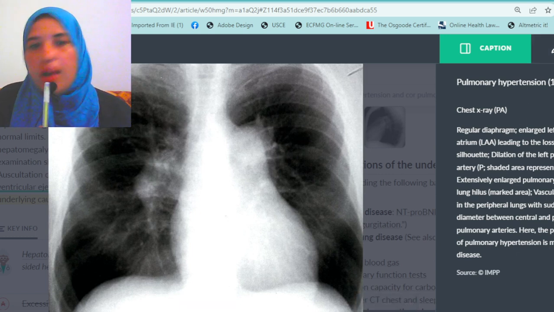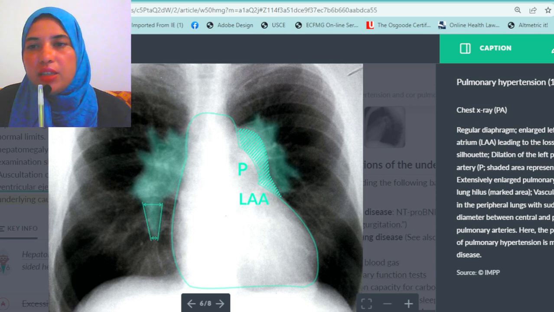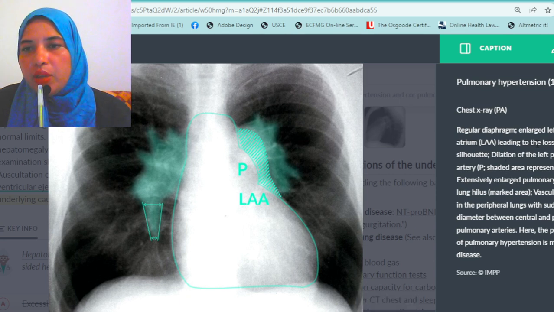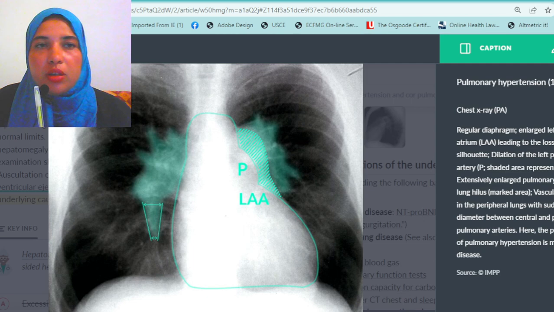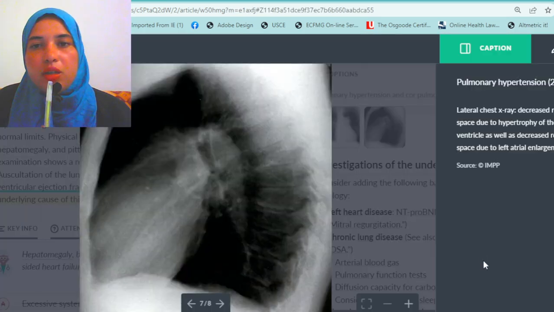So here's pulmonary hypertension. How do I know that this person has pulmonary hypertension? I do know that it is like increased vascular markings. So here you're going to see that they've highlighted this in the overlay. What are we looking at? Regular diaphragm, enlarged left auricle over here, and left atrium leading to a loss of cardiac silhouettes, dilation of the left pulmonary artery in this P section here, so you can see very clearly what you're looking for. That's super important. Extensively enlarged pulmonary arteries in the marked area over here. So these are enlarged. Again, the overlays are super precious, honestly. I think they are an incredible learning tool. Again, you can see here the overlay that you're looking for.